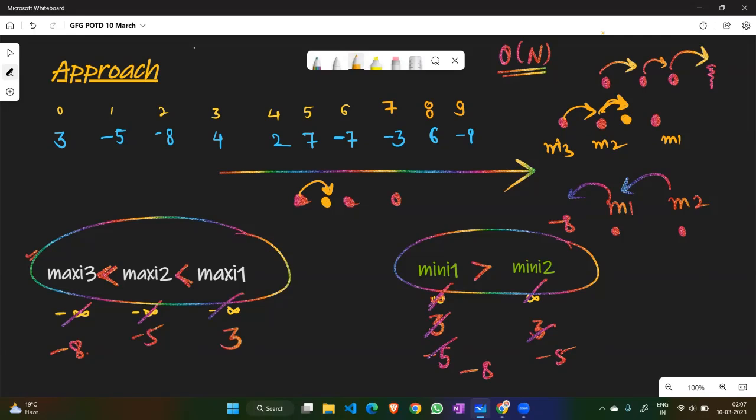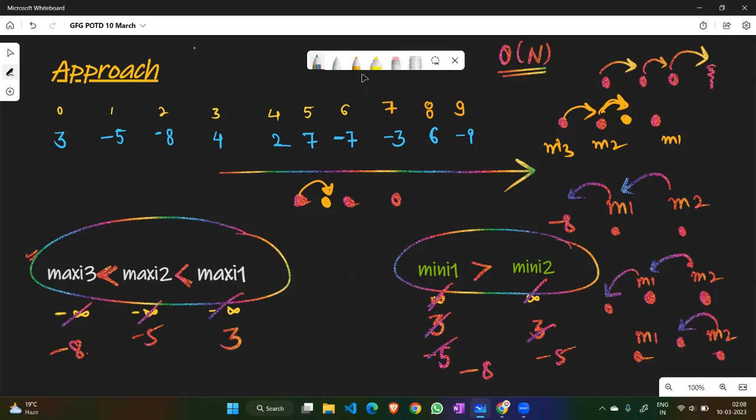Now similarly, in minimum, we have two dots, minimum 1 and minimum 2. If minimum 1 gets the smaller number, minimum 1 will get that smaller number, and minimum 2 will get the number taken by M1. Similarly, if the number is smaller than M2 only, we will say M2 should take this and go ahead. This was the approach behind that.